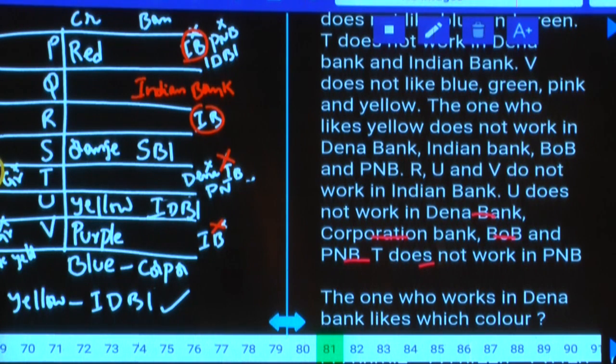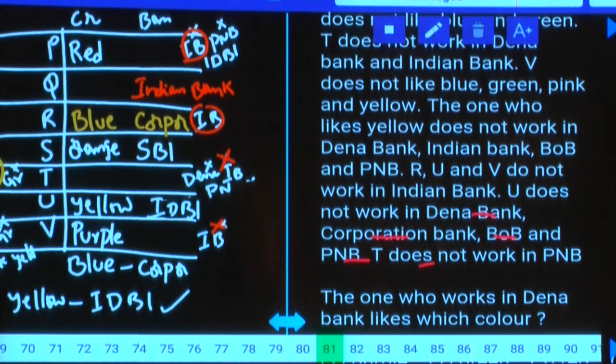If Q likes blue color, then blue and he must work in Corporation Bank. As this person is already working in Indian Bank, hence Q cannot be blue color. Then tell me who likes blue color? R likes blue color. If R likes blue color, then what is the bank he is working in? Now this person is working in Corporation Bank. Clear now? Now red, blue, orange, yellow and purple were done.